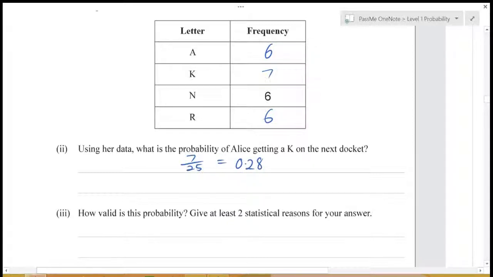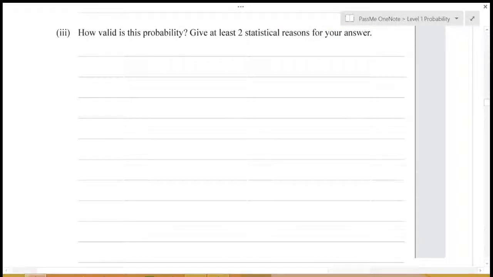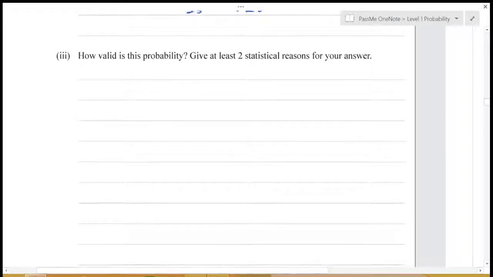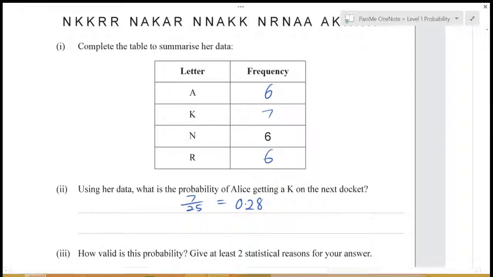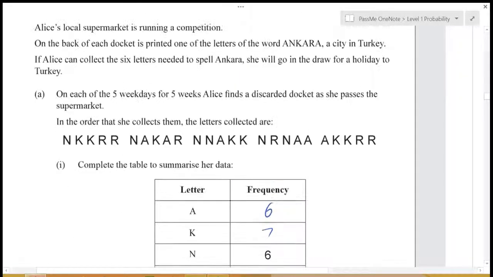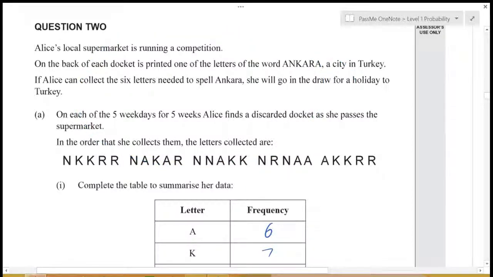Okay, how valid is this probability, given at least, or give at least 2 statistical reasons for your answer? Well, to do this we need to think about a few things. All of these seem relatively the same apart from K, which is 7, so it's possibly not very reliable because we might expect those to be all the same and they're not. But really, if we think more about the context of what's written up here, she's just collecting them from ones that have been discarded, so that tells us something interesting.